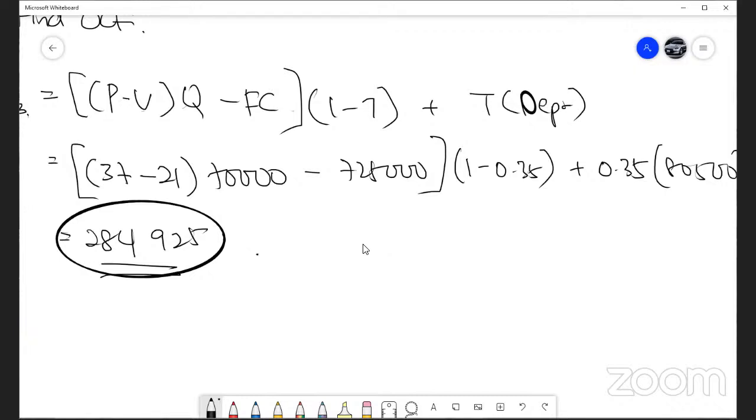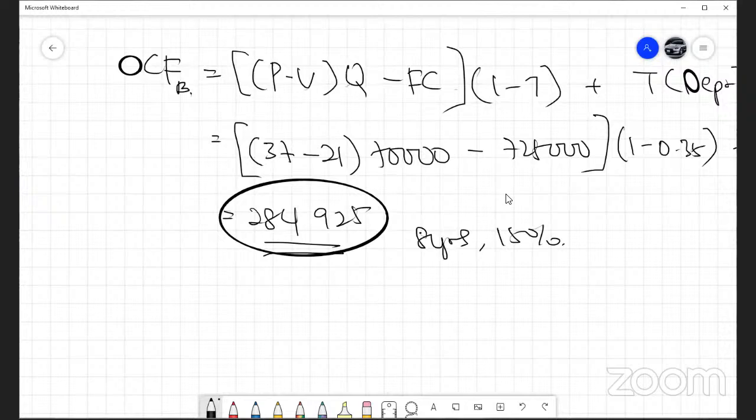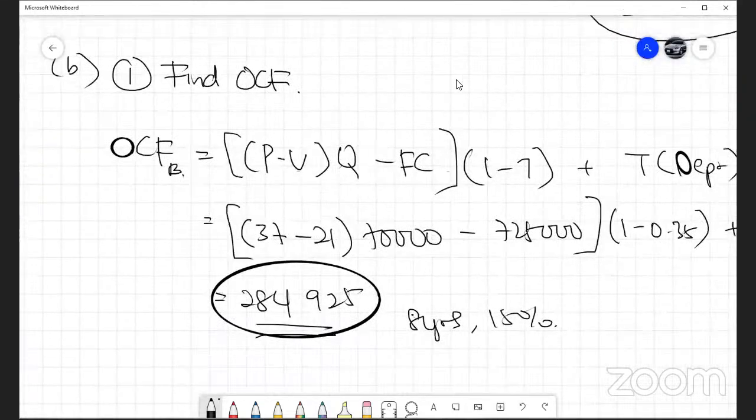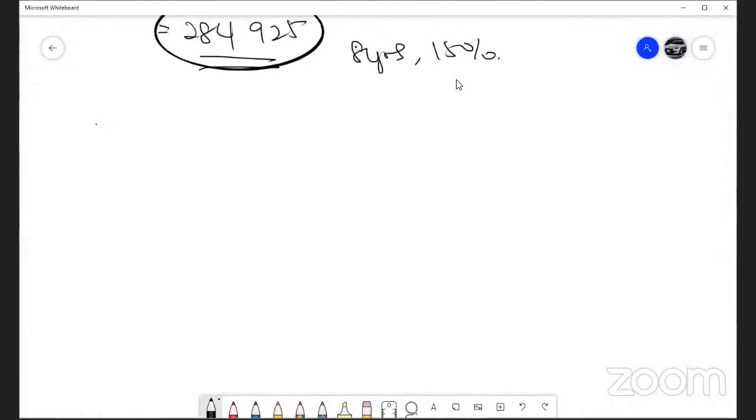Okay, 284,925. What is the year of this? 8 years life. So this will be for the next 8 years at a 15% required rate of return. Having this already, you can calculate your NPV. There's no salvage value, the salvage value is 0. So you find your OCF and you can find your NPV.